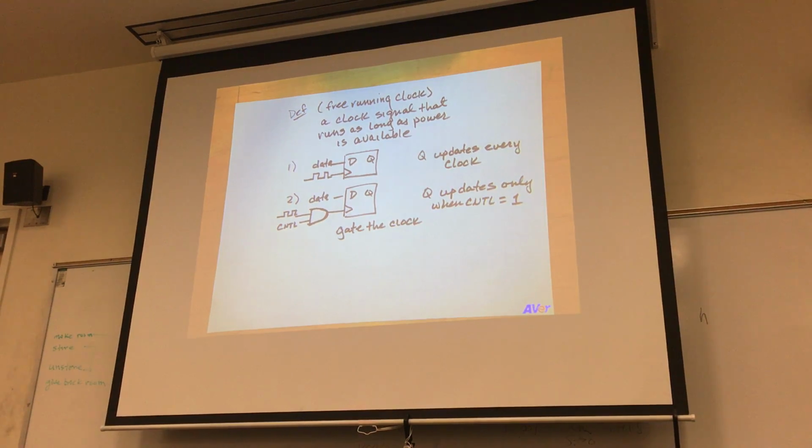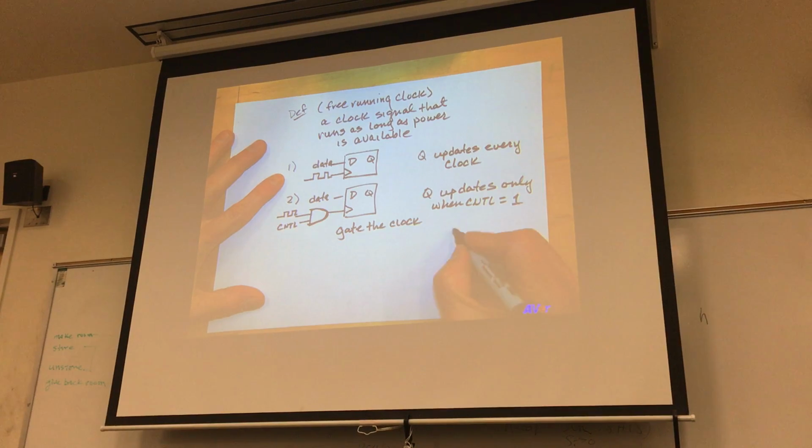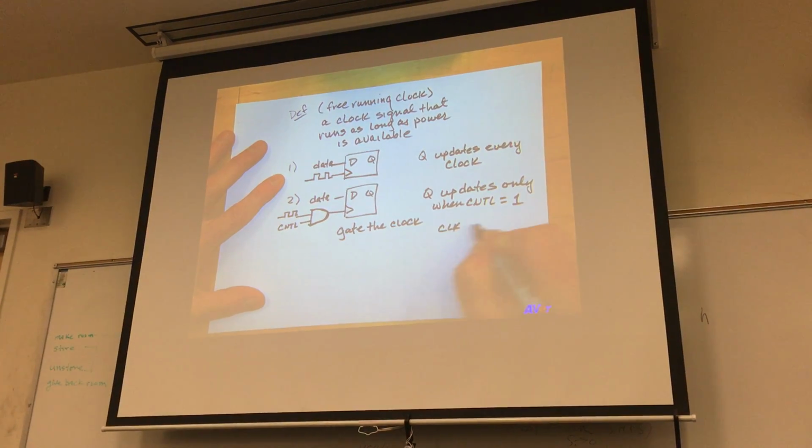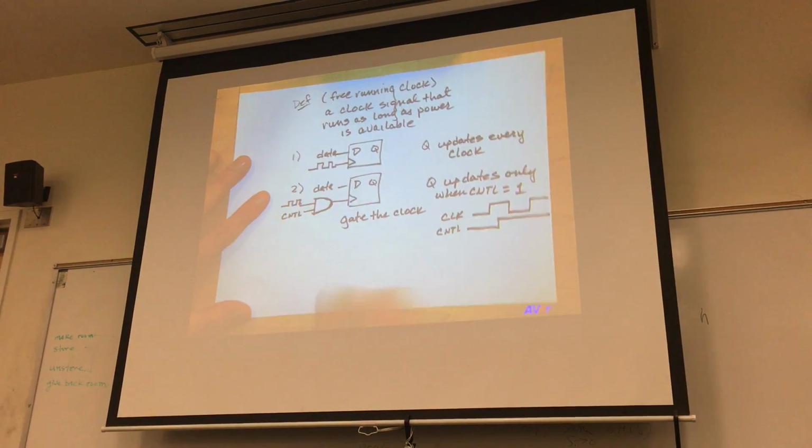Does anybody see what the problem is? If the clock is high and then you switch control high, it might update. Okay. The problem here is at that point right there, I'm gonna get a clock pulse. I don't want a clock pulse there. I want a clock pulse there, but not there. So that's one of the problems. So here's your preferred solution.